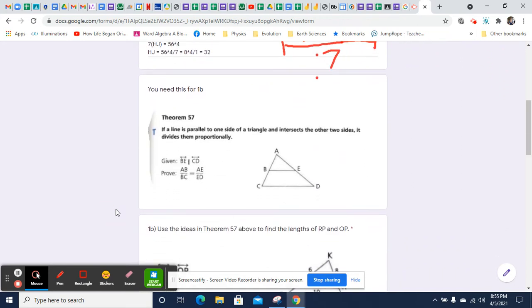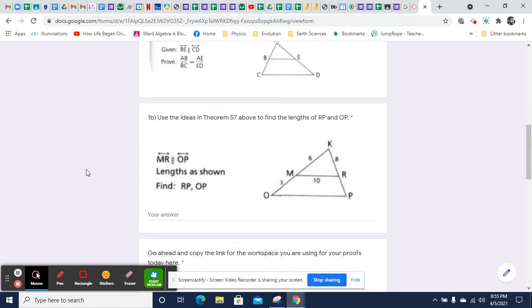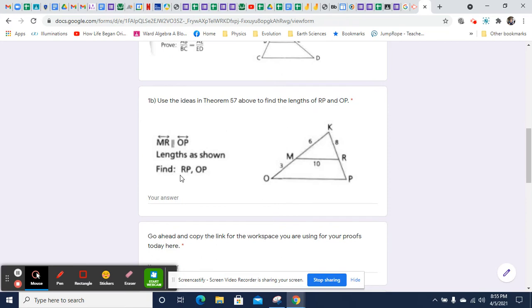All right, now, Theorem 57 says that if a line is parallel to one side of the triangle, so this line here is parallel to one side of the triangle, according to this statement, BE is parallel to CD, and intersects the other two sides, it divides them proportionally. We're going to use those ideas to work out what RP and OP are. So RP and OP, okay?